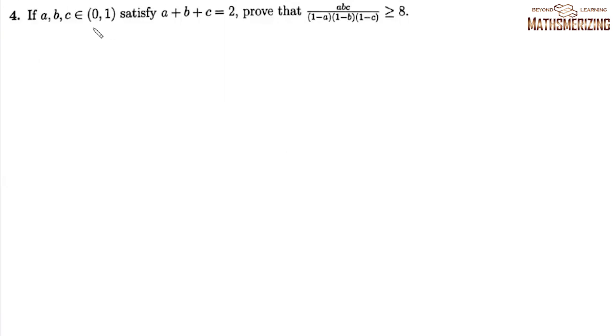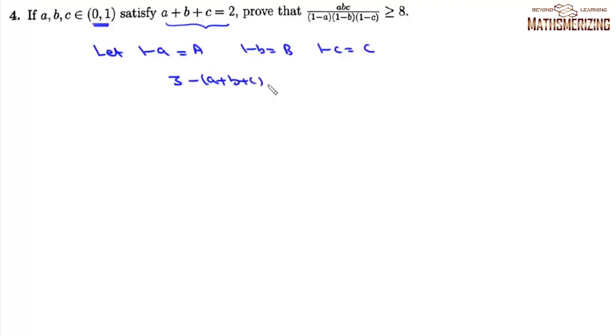Now question number 4 is, if a, b, c belong to (0, 1) and a plus b plus c equals 2, then prove that abc upon (1 minus a)(1 minus b)(1 minus c) is greater than or equal to 8. Now what we'll do is, we'll let 1 minus a as capital A, 1 minus b as capital B, and 1 minus c as capital C. Now if we add them, we'll write 3 minus (a plus b plus c) is equal to capital A plus capital B plus capital C. Now a plus b plus c is 2, so 3 minus 2 is 1.